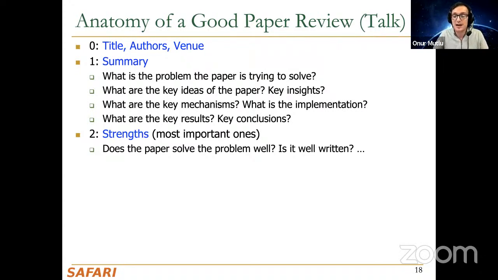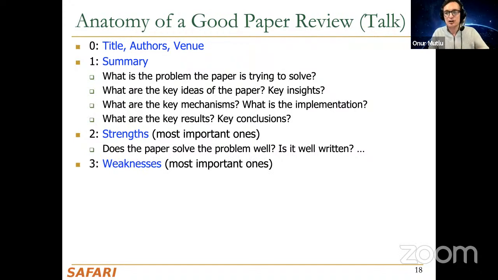Does the paper solve the problem well? Is it well written? And you need to order. It's best to order the strengths from most important to least important. For example, if the paper is the first, seminal paper that opened the field, and then later everybody really worked on the field, then that's a big strength compared to the paper being written well, right? So I would encourage you to think about the importance order of these strengths.